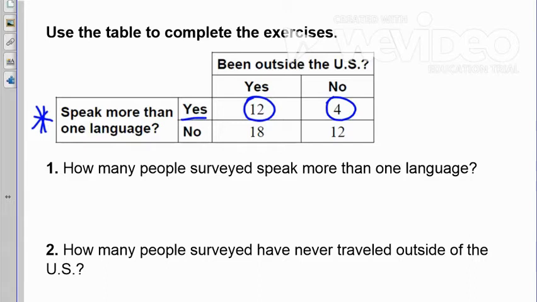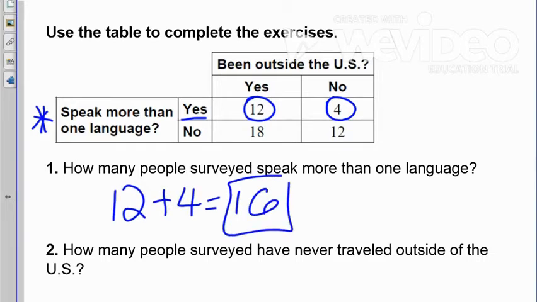So if there are 12 people that said yes, they speak more than one language, and 4 as well, even though only 12 have been outside of the US and 4 have not, this still means that both of them have answered yes in this case. So we would say there is a total of 12 plus 4. There are 16 people then that speak more than one language according to this survey. Okay, so 12 and 4, because they both answered yes. Both groups that said yes and no to being outside of the United States.